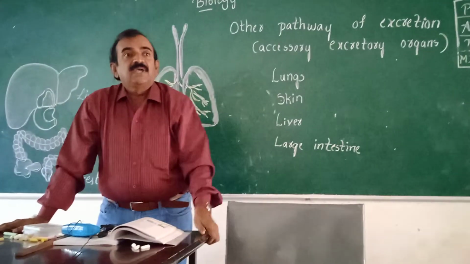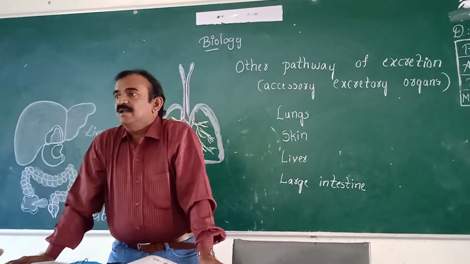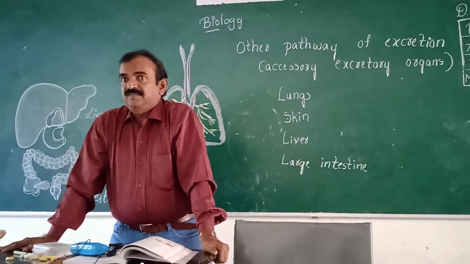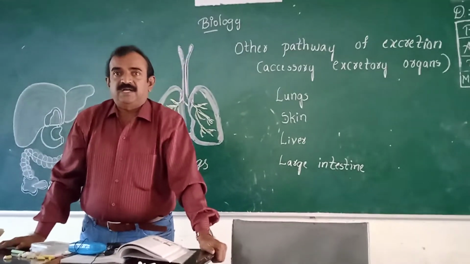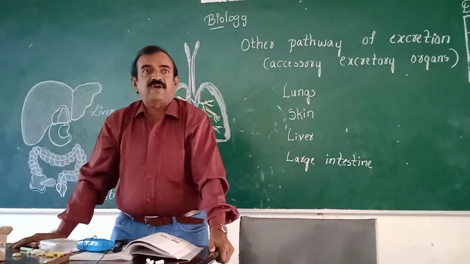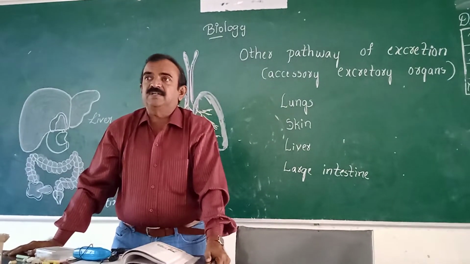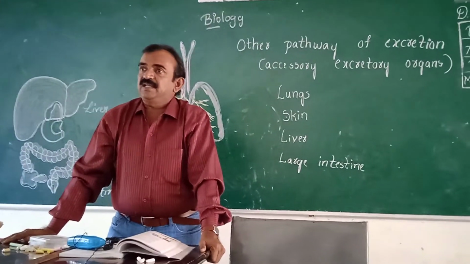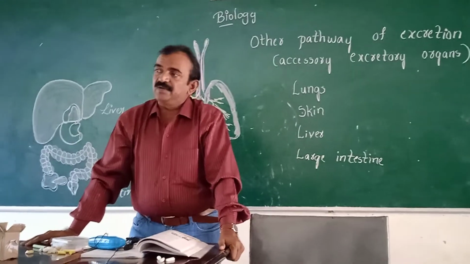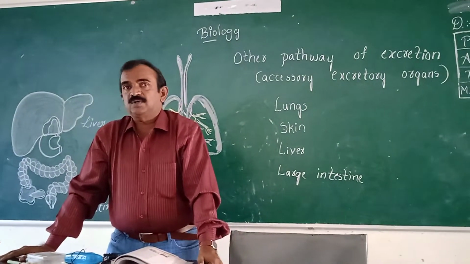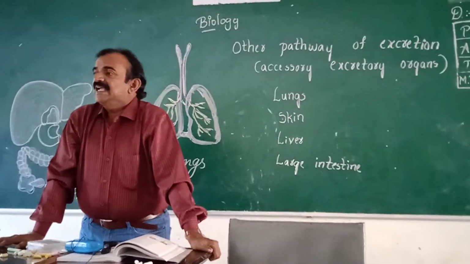The liver is also involved in urea formation, ammonia to urea. See in the textbook, the last line: the liver is also useful for the formation of urea. Underline it. Urochrome is produced, and these are the waste products produced from the liver. The liver produces bile pigments, and other waste products are also secreted from the liver. So the liver also acts as a necessary excretory organ.